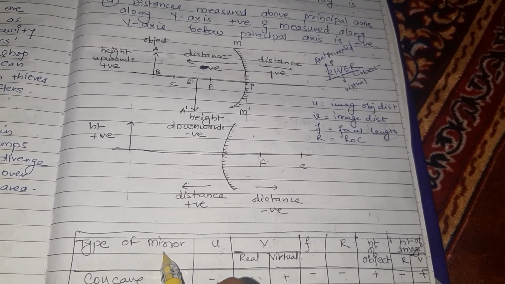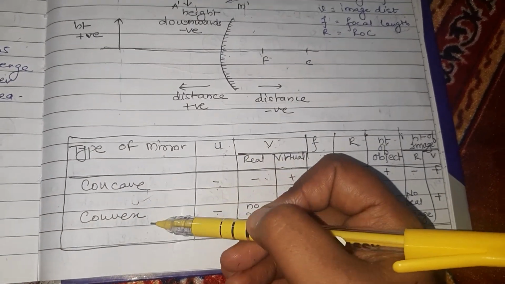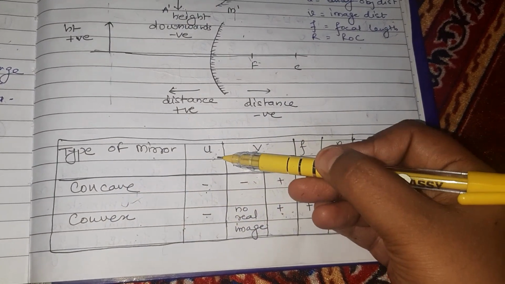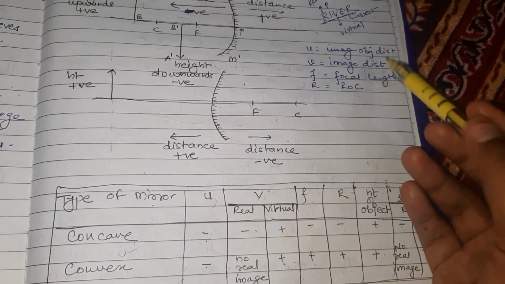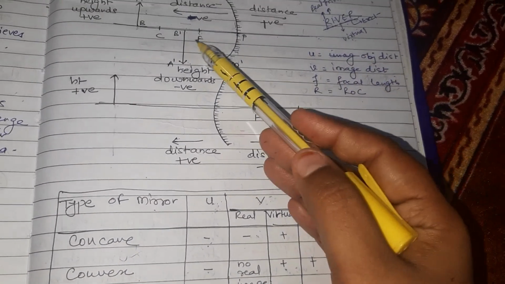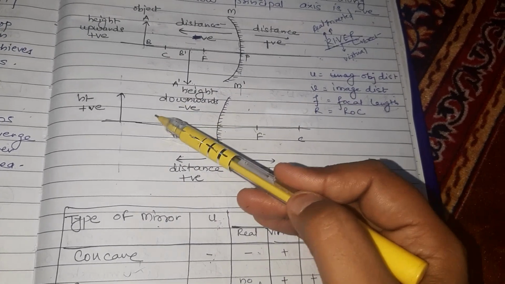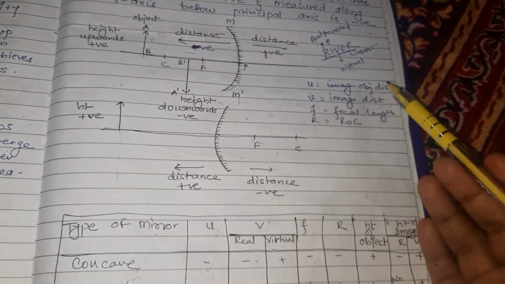The first column is type of mirror. There are always two types of mirror, we know that, concave mirror and convex mirror. The second column consists of U. What do you mean by U? Object distance. Any object and the distance of that object from the mirror is known as object distance.